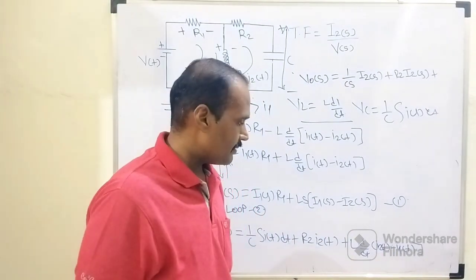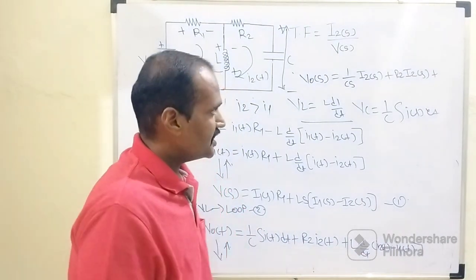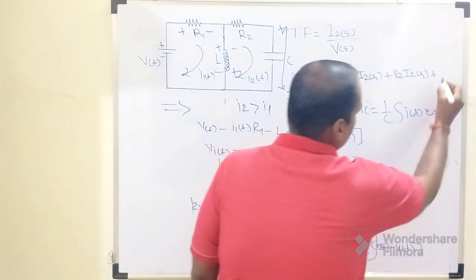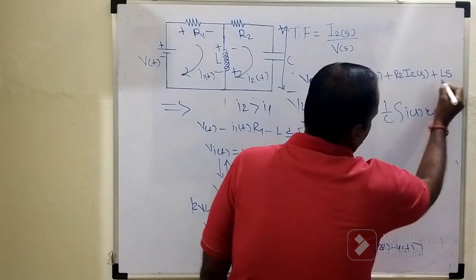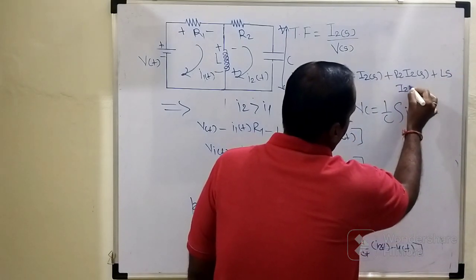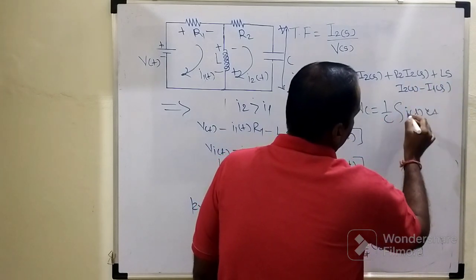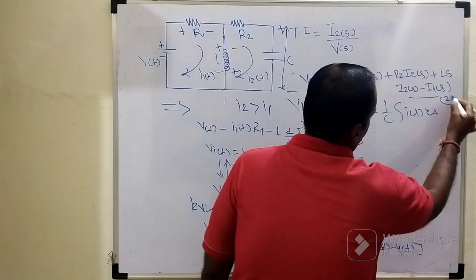When we apply the Laplace transform to this statement, as we are having the first order differentiation, which Laplace variable we need to consider? S. So Ls times of the statement will become what here? I2 of S minus I1 of S. This is nothing but what?